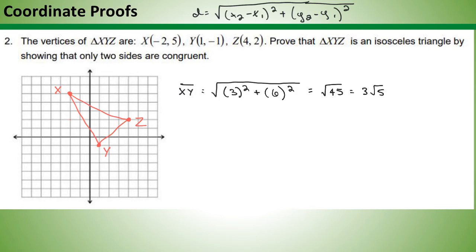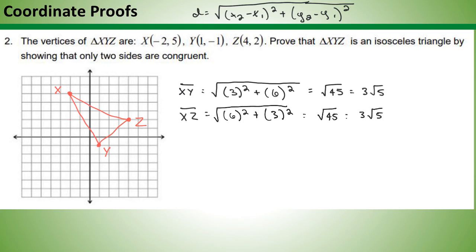Now let's find YZ or XZ. Let's do XZ next. Again, going from X to Z, we're going 1, 2, 3, 4, 5, 6. So x is changing by 6, and y is changing by 1, 2, 3. So my change of x would be 6 squared plus 3 squared, which is also the square root of 45, and that would simplify to 3 root 5.